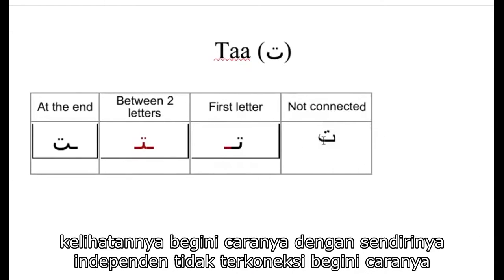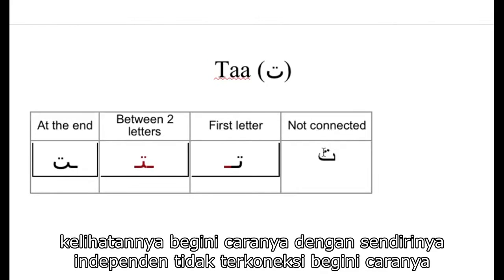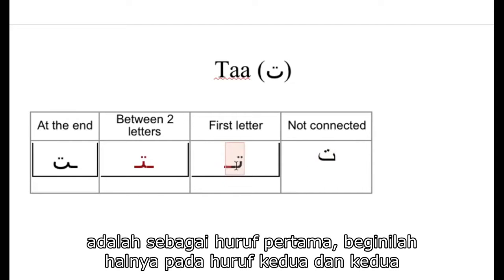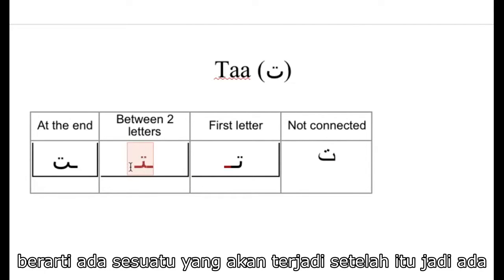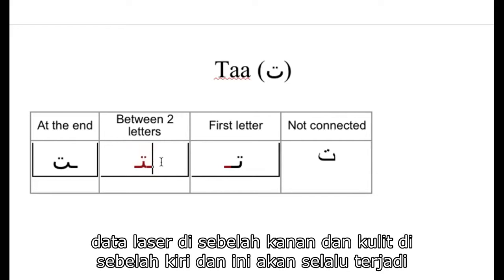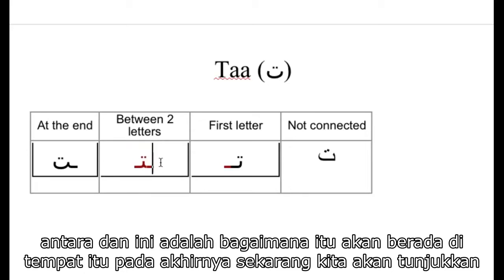Ta, this is how it looks. This is how it is by itself, independent, not connected. This is how it is as a first letter. This is how it is as a second letter, and second letter means something is going to be after it, between. So there's a letter on the right and a letter on the left, and this is how it's going to be between. And this is how it's going to be at the end.